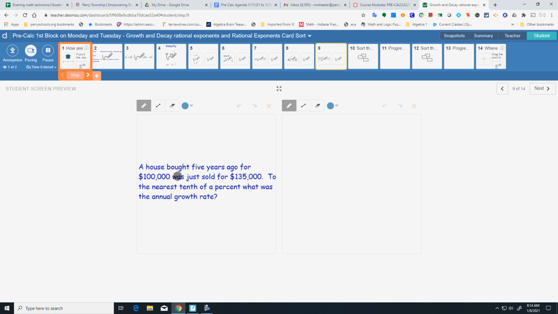Alright. A house was bought 5 years ago, so your T is going to be 5, for $100,000. So that was the initial amount. And just sold, so your ending amount is $135,000. To the nearest tenth of a percent, what was the annual rate? So we're looking for R. Well, use your formula. A sub T equals A sub naught times 1 plus R to the T.